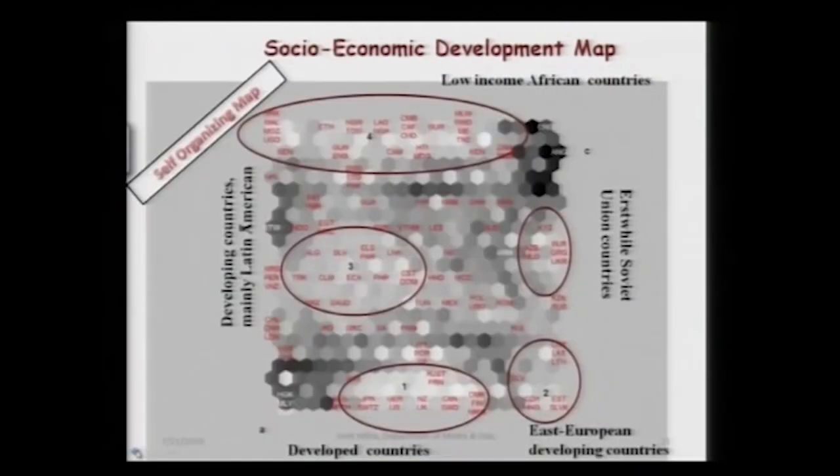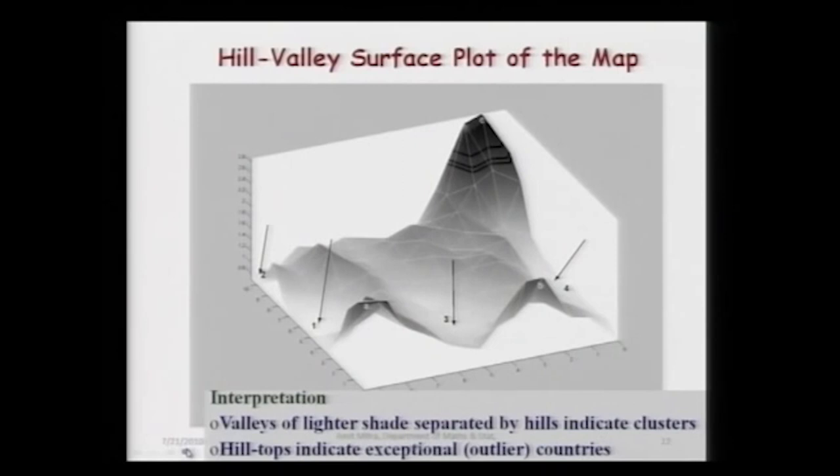The location of India is somewhere here, India, Yemen and with Egypt, Morocco and all those countries sitting here. Pakistan, Bangladesh of course are very nearby to the type of patterns that India is exhibiting. Now, here once again we have this interpretation that valleys of lighter shade separated by hills indicate clusters. The hilltops, as we had discussed, this is a hilltop, this is another small hilltop. They are basically cases which are exceptional, atypical observations which are associated with outliers in the data.